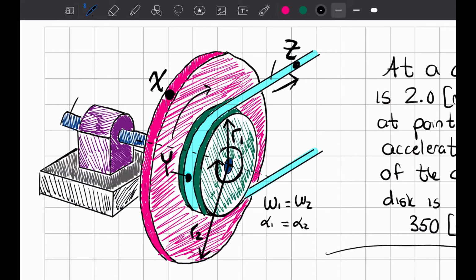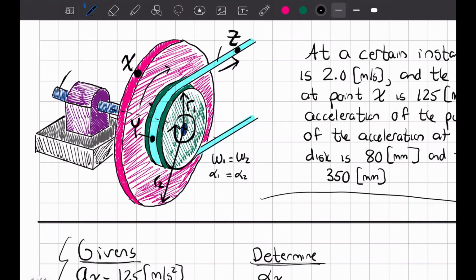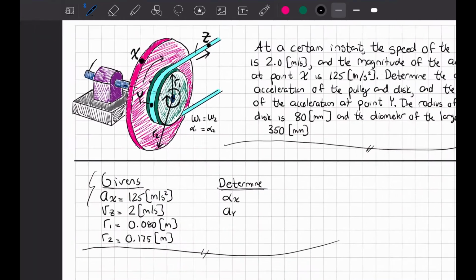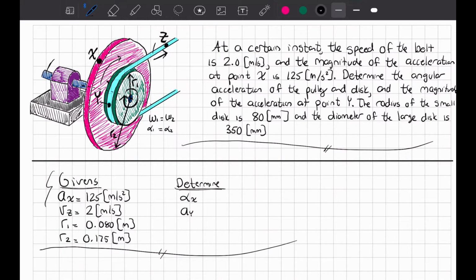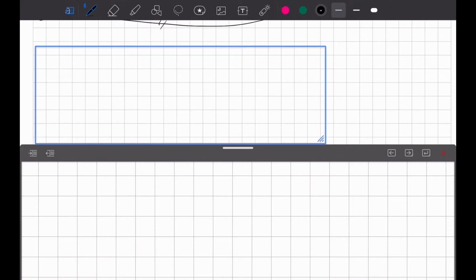And again, we can say this confidently because they are rotating about this blue rod, which is a fixed axis rotation, and they are constrained. They are physically constrained at this interface, and so we know that they are going to be rotating together. Okay. So in our problem, we are asked to determine the angular acceleration at point x and the overall acceleration at point y. So I'll pull up my little box and we will begin.